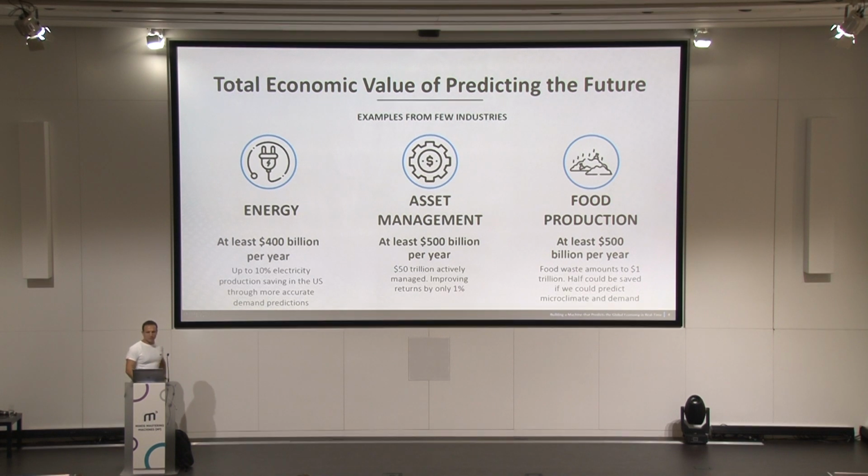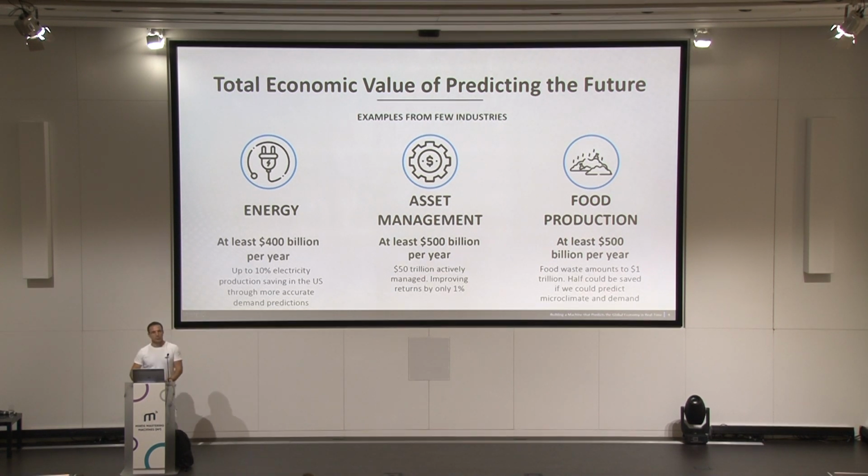And actually, the total economic value of predicting the future is large. Anywhere you look, there are inefficiencies. When you order your Uber, there's inefficiency. If they could predict how many cars are going to be needed right outside this theater after we finish this talk, they'd be able to send the right number of vehicles, and you wouldn't have to pay a surcharge.